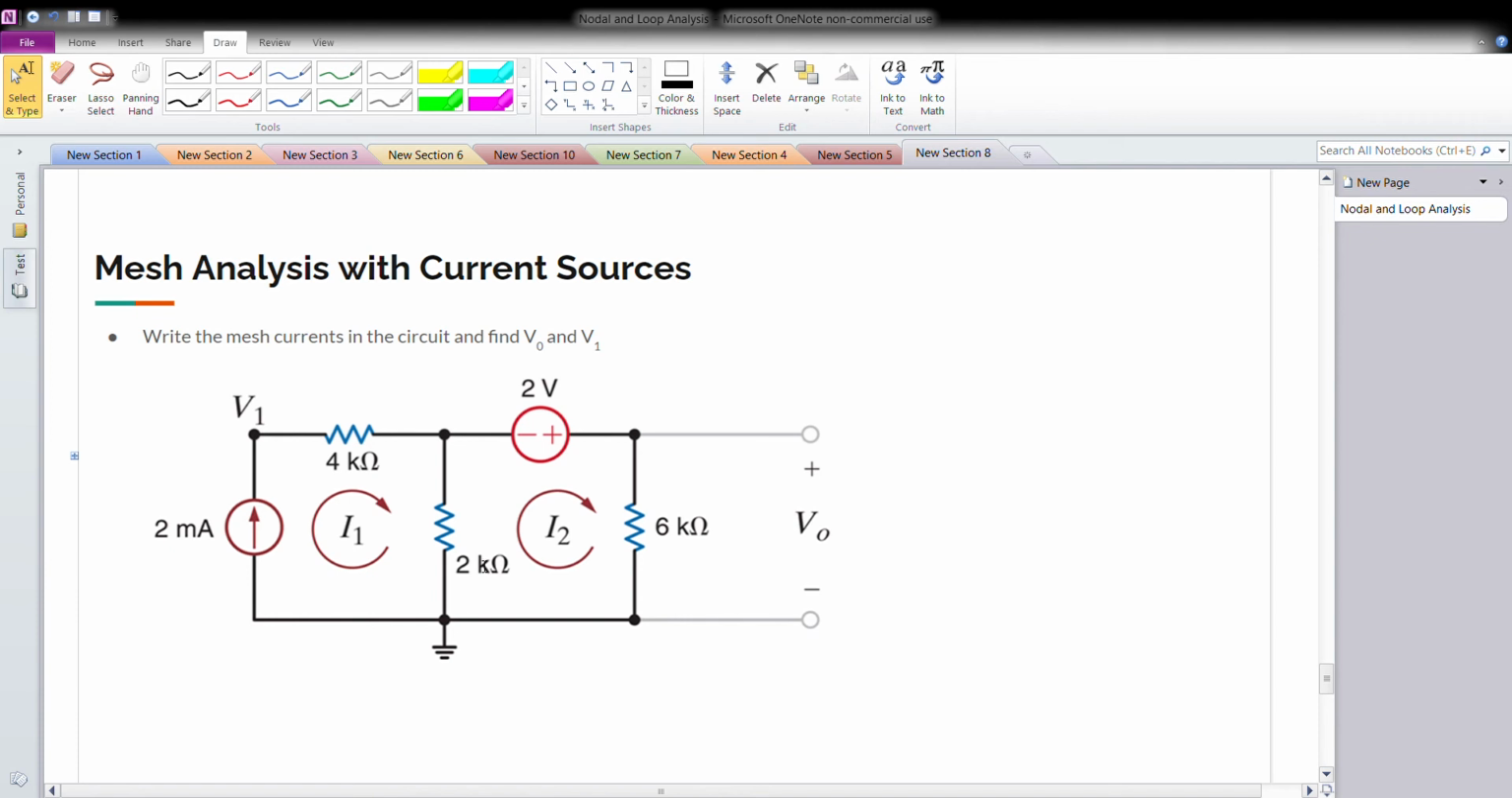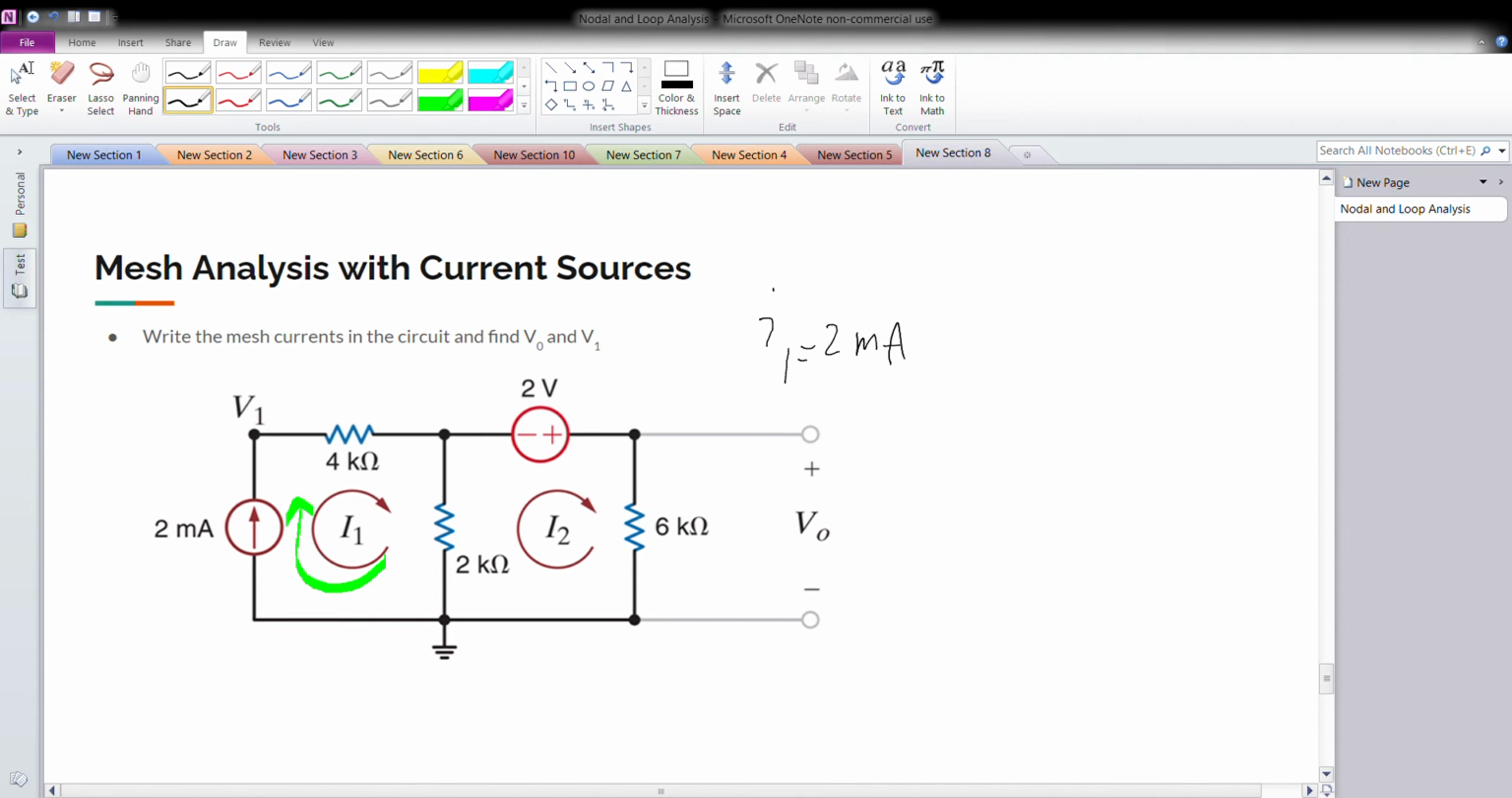Because why? For instance, in this case, I have a 2 milliamp source that's going up. The direction of my current, if I follow it, also comes up on this, so they have the same direction. So then I can easily say that my I1 is equal to 2 milliamps. Now, like voltage sources that were connected to a node on one end and to ground on the other end gave you the voltage of that node, and you could basically skip writing the KCL for that node, current sources that are on a loop and are only for that loop and not shared between 2 loops also do the same thing for you.